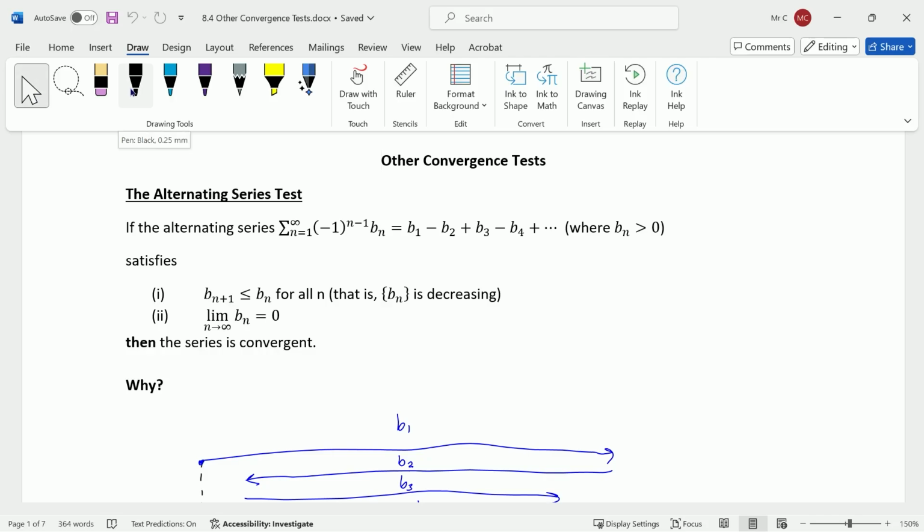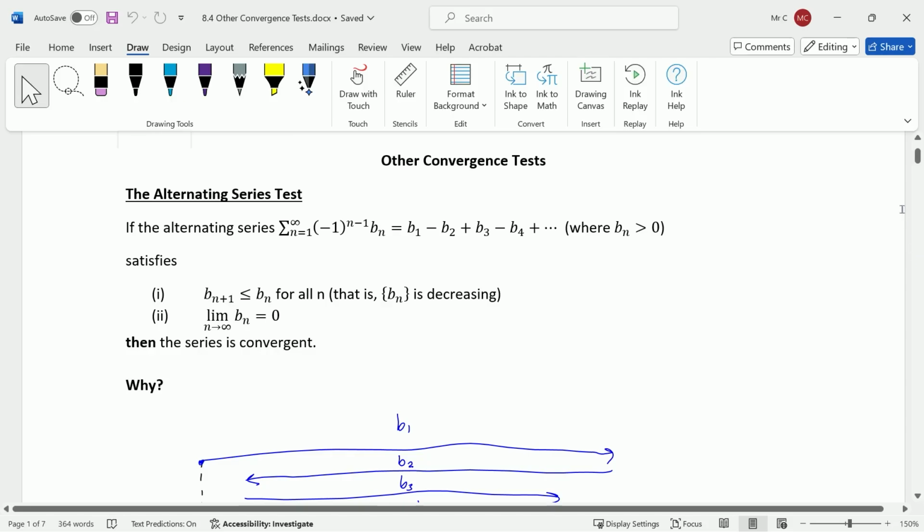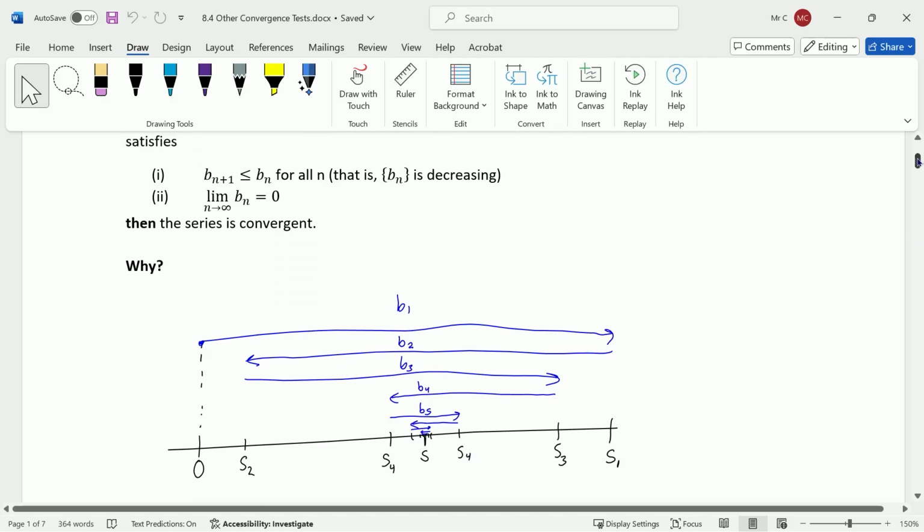So that's one of the things we have to be careful about, is if these things aren't alternating series, we can't do this, but it does make checking convergence a whole lot easier for this particular type of case. So why does this test work? Well, the idea is this.